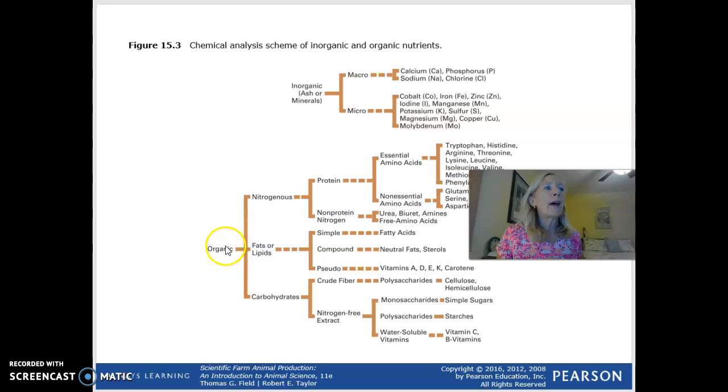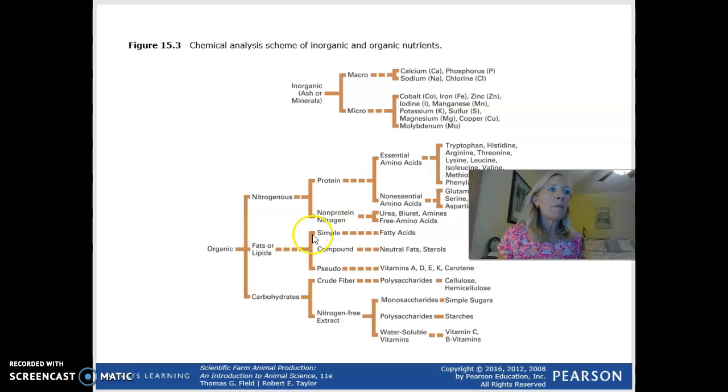And then if we look at that organic compound component of the feed that's left after we extract the ash, it's made up of the nitrogenous, which is basically the protein-containing ingredients, the fats, and the carbohydrates. So those are the nutrients we're always familiar with. So protein can be broken down into essential and non-essential amino acids, and then non-protein nitrogen, which is a very small component and isn't a big component of most types of feeds.